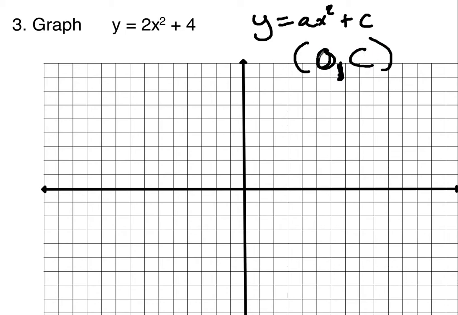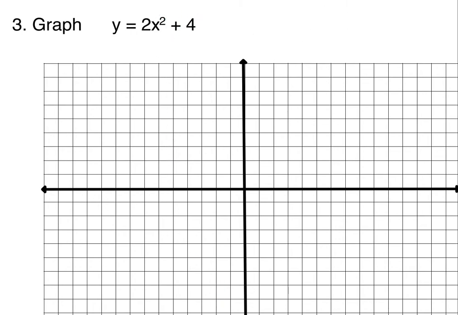Okay, so when x is 0, then this constant term out here is where it's going to cross the y-axis. Because if you plug a 0 in here for x, then this term goes away and you're just left with 4. So 0, c is going to be your vertex. In this case, it's always your y-intercept, but in this case it's your vertex also. So let's find that point. When x is 0, y is 4. So 0, 1, 2, 3, 4. In this case, that's your vertex.